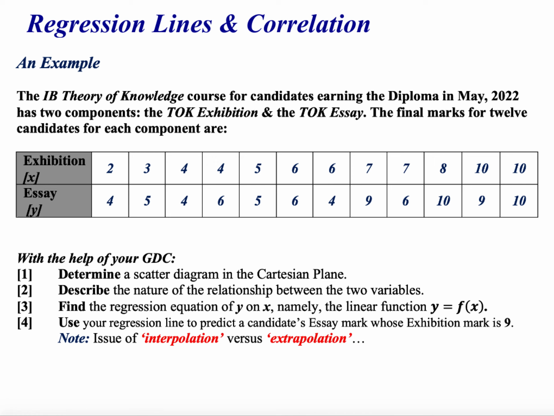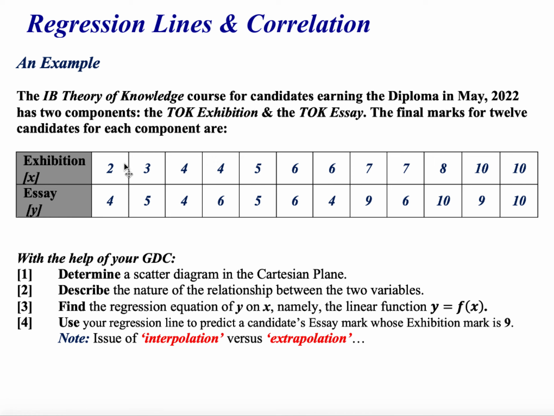Let's say an IB Theory of Knowledge course, which for new candidates now has the two components, namely a TOK exhibition and a TOK essay. So let's say looking back in time, we had the final marks for 12 candidates. You can see the X values would be out of a possible score of 10, the exhibition marks, and the essay mark would be the Y values.